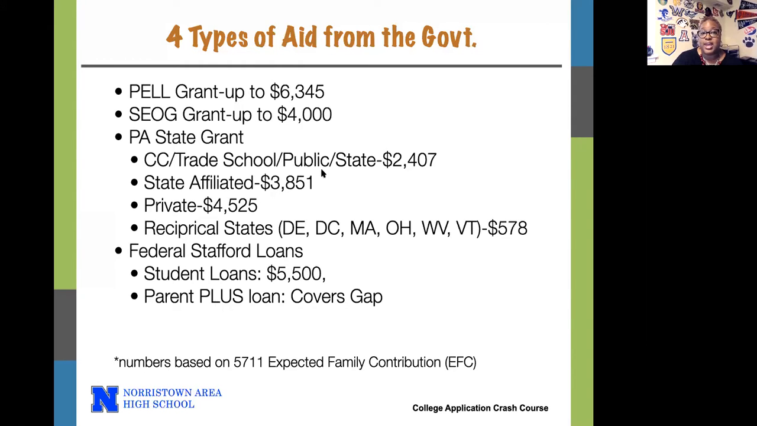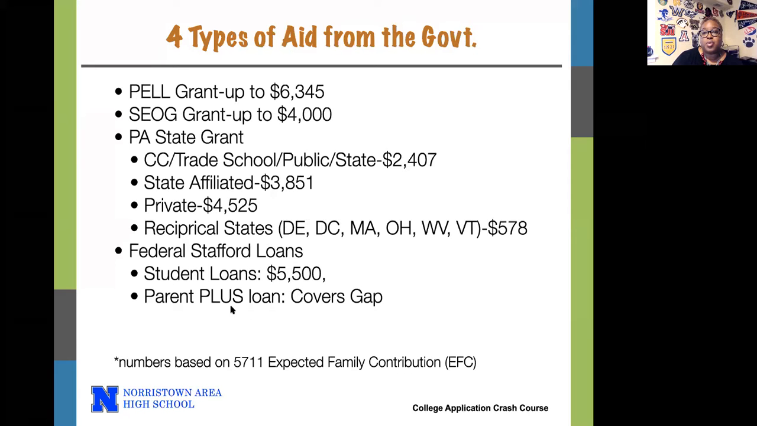Now you can get all of these. Some of you may get the $6,300 and the $2,000 and the $3,800 and the $5,500 in loans. So some of you may be offered all of these things. But parents, I need you to listen right now.